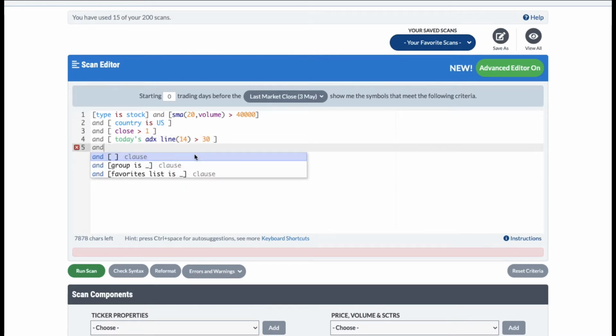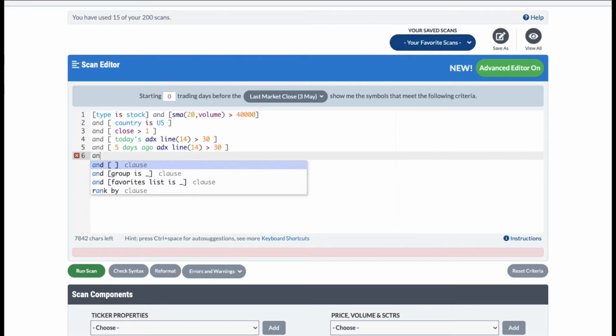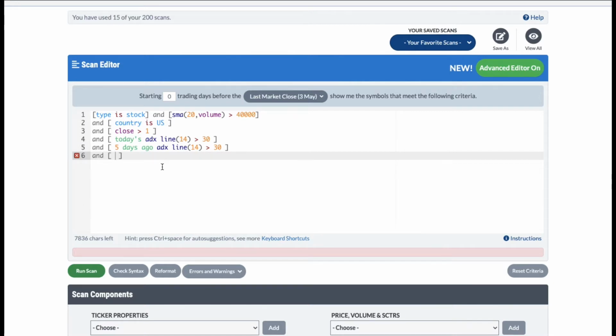Okay, and similarly, we want to look for a trend in strength, right? So we're going to look at 5 days ago. We're going to look at this ADX line, and we want that to be greater than 30, and that's our baseline. And we're going to compare 4 days ago to 5 days ago. We want it to be getting stronger, so we want 4 days ago to be stronger than 5 days ago.